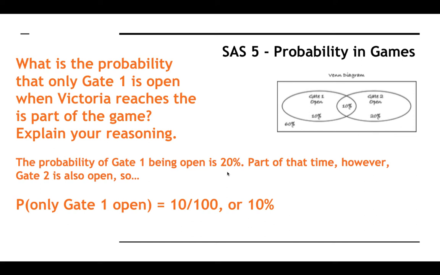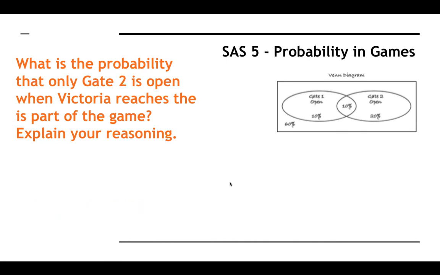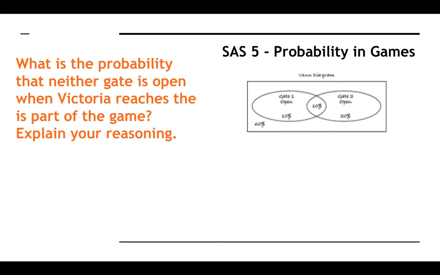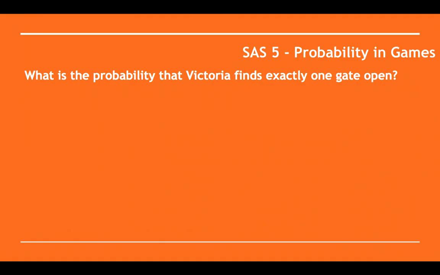Probability of gate 1 being open is 20% of the time. However, gate 2 is also open, so P of only gate 1 open is 10%. Oh, is that what the question was? I apologize. I thought I was looking for when only one gate is open. Gate 1 is open 10% of the time. Gate 2 is open 20% of the time. We already did that. Neither gate is open 60% of the time.